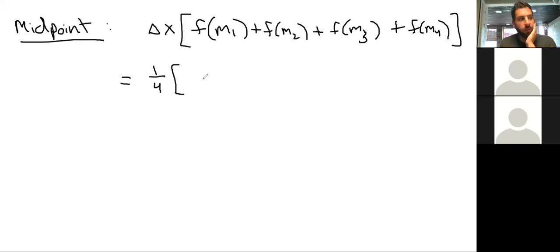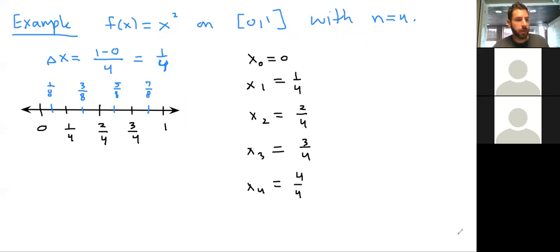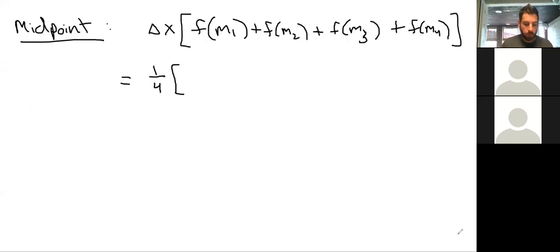And then this is 1/4. So what's the first midpoint? Well, if you go back a couple pages, the first midpoint is 1/8, and then it's 3/8. There's a nice pattern there. So it's 1/8 squared plus 3/8 squared.